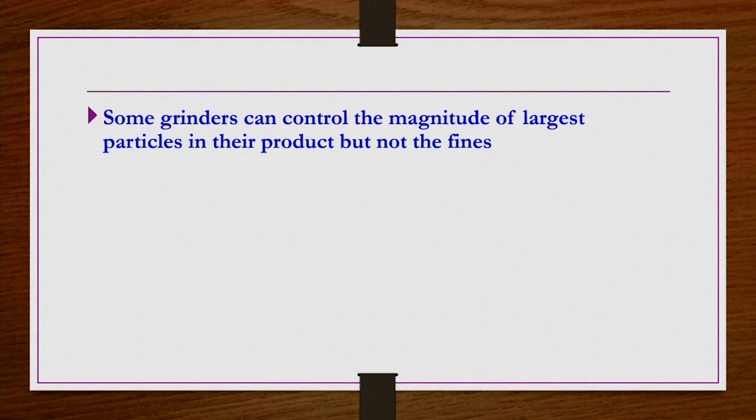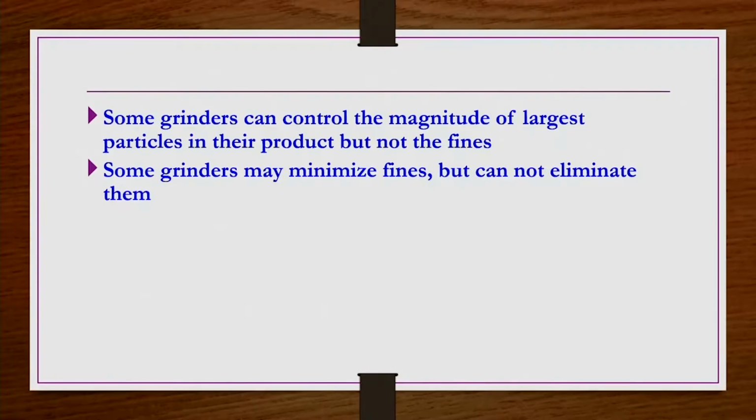Sometimes grinders can control the magnitude of the largest particles in their product, but not the fines. Whatever size reduction forces you apply, you get coarse, medium, and fine particles, but you can never avoid fines in general, right. Whether it is grinder or crushing, there will definitely be some fines. You can control the largest size of particles, but you cannot control the smaller, finer particles. Some grinders may minimize these fines. You can reduce the fines, but you cannot eliminate them.